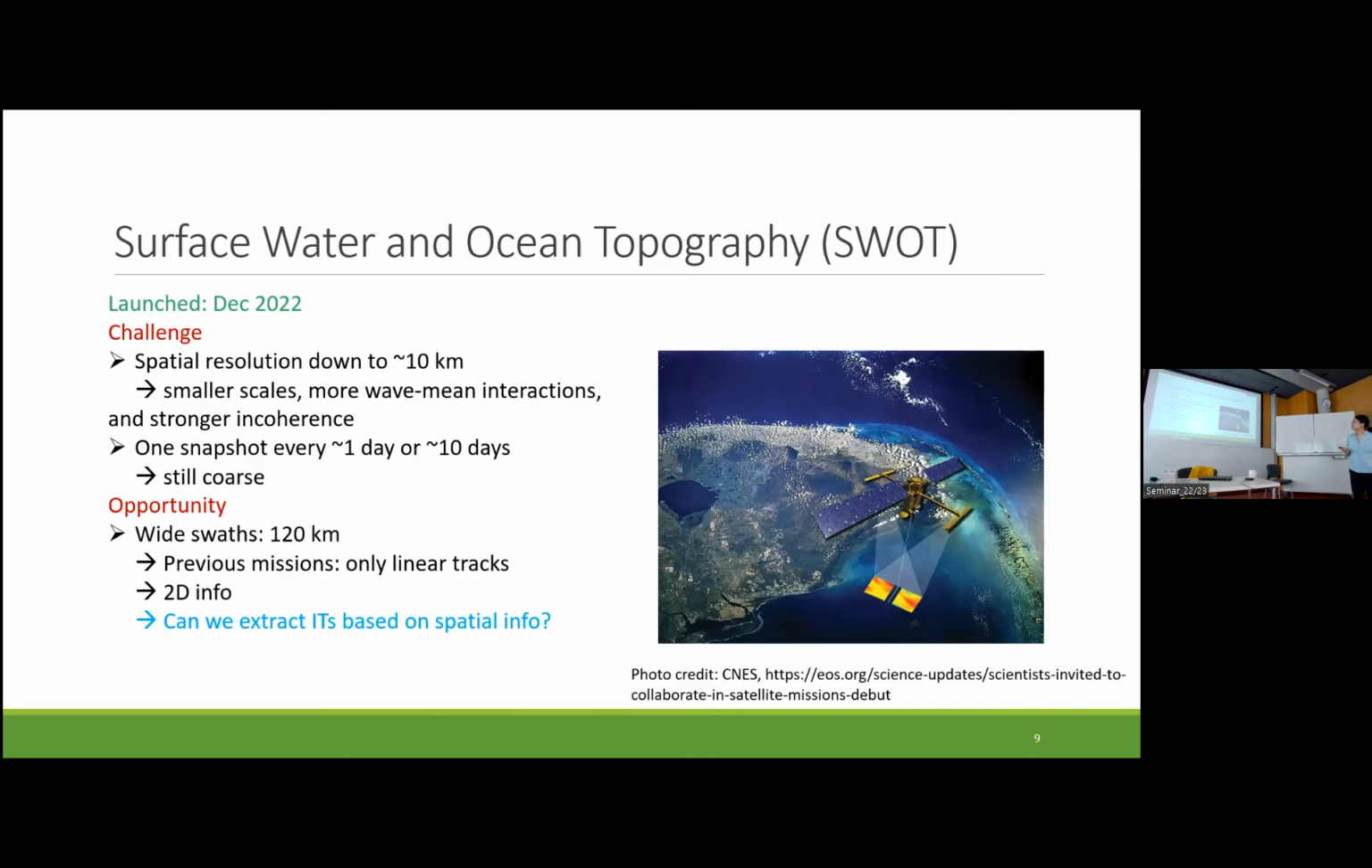However, for the SWOT campaign, there is an opportunity provided for the internal tidal fitting method, which is that compared to previous satellite campaigns, which are essentially just track observations along one dimension, SWOT will have a very wide swath, which is around 120 kilometers. And so we can regard SWOT as being able to extract some kind of two-dimensional information as compared to previous campaigns. Therefore, the community is very excited by this, and we're wondering whether or not we can extract internal tides based on spatial information too, in addition to the harmonic fitting methods that are based on time.